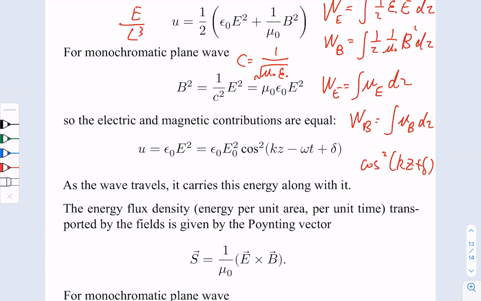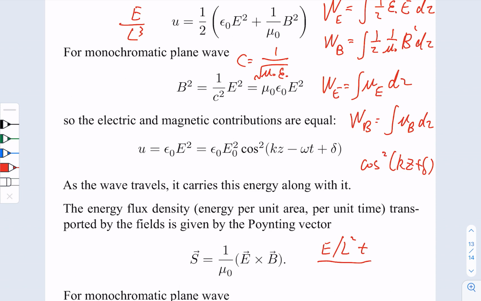So you have to be careful. This is the definition of the energy flux density. It's the energy per unit area, so per length squared, and per time, t. Now this quantity is given by the Poynting vector.